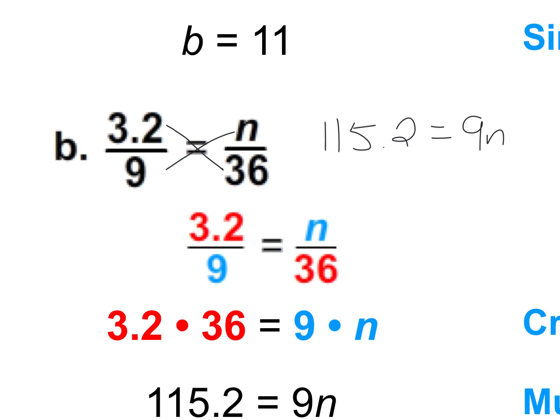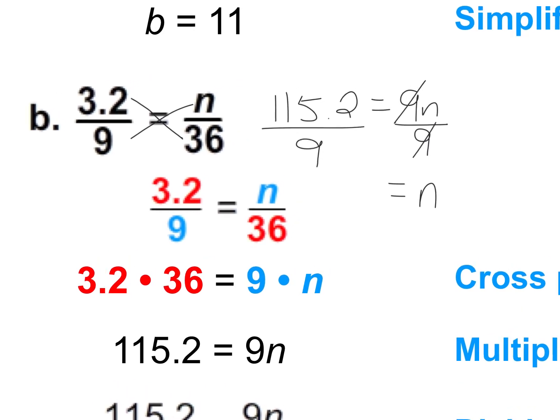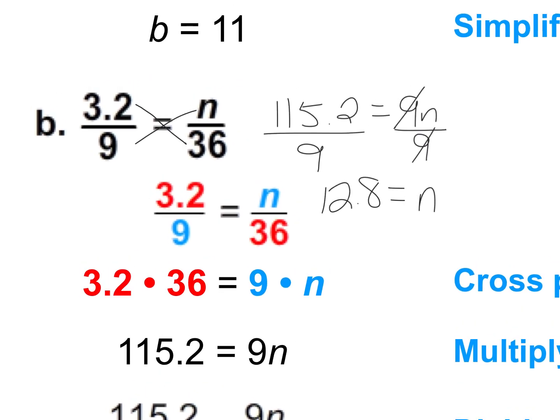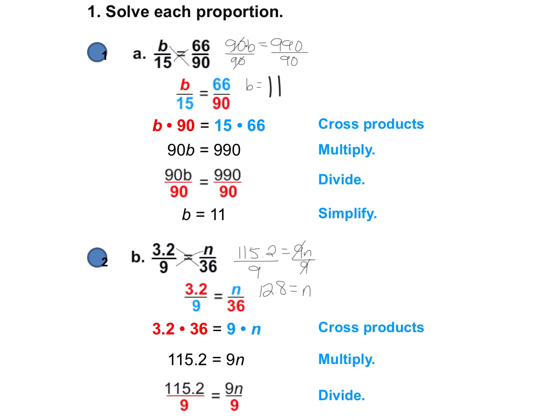Is everyone okay with that step right there? The cross multiply. Okay. Next step, last step, how do we get n by itself? Because it's 9 times n right now, so we want to do the opposite to get rid of it, which is divide. So divide by 9 on both sides. So the 9's cancel out over here, you're left with n. And then what's 115.2 divided by 9? 12.8. So there's two steps for solving proportions. Cross multiply and then solve for the variable, which is normally divide.